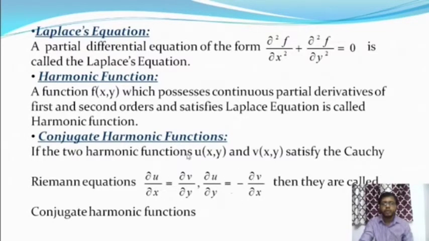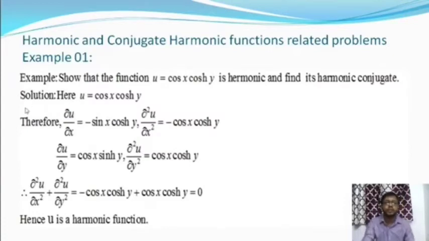So if two harmonic functions u and v satisfy the Cauchy-Riemann equations, u x is equal to v y, that is del u del x is equal to del v del y, and del u del y is equal to minus del v del x, then they are called conjugate harmonic functions. That means u is the conjugate of v, or v is the conjugate of u. Okay, next we are going to discuss some examples of harmonic and conjugate harmonic functions of complex analysis.